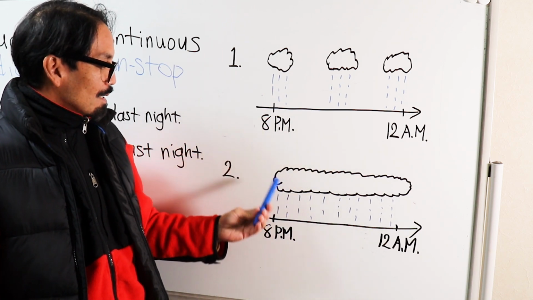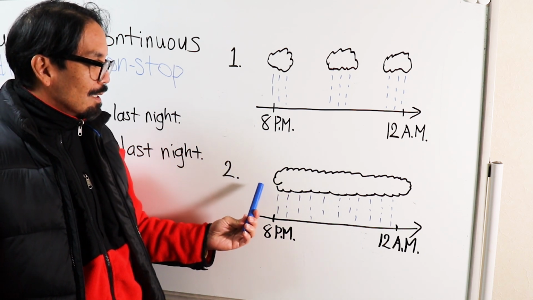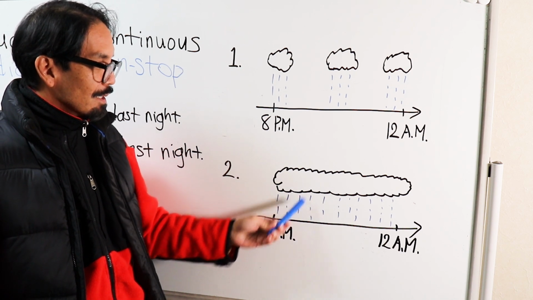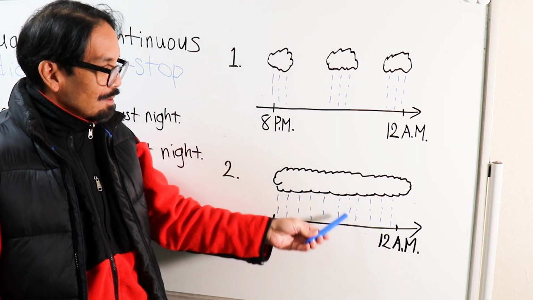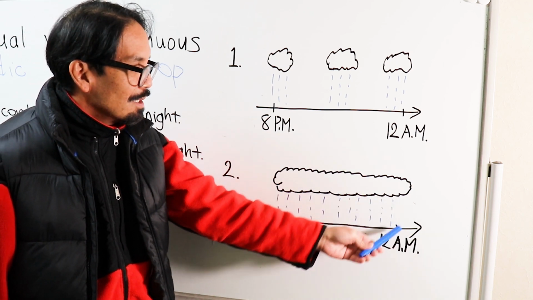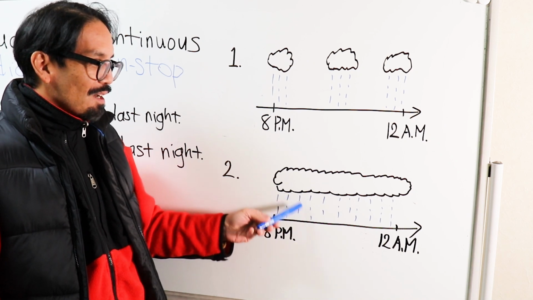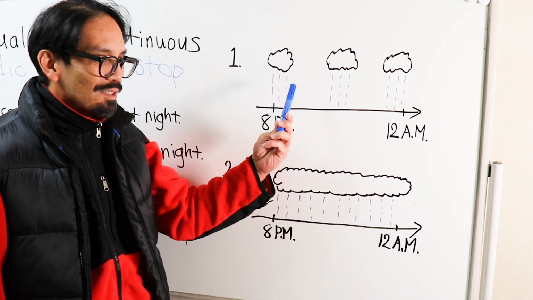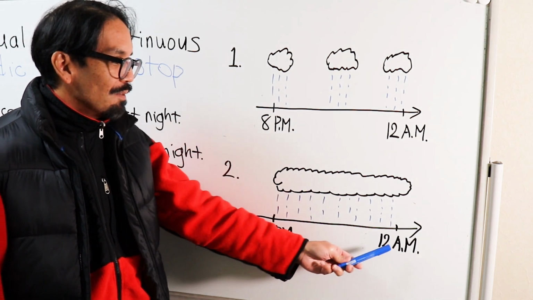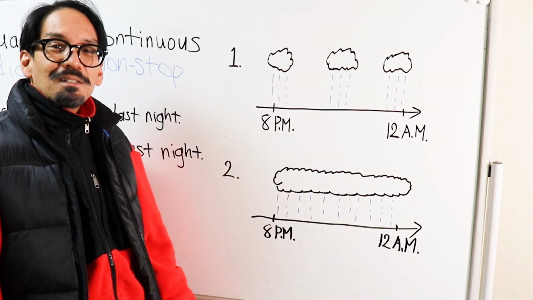Alright, so let's take a look at number two, continuous rain. So from here, you can see it's raining, still raining, and still raining until here. So continuous rain is non-stop rain, not like this rain up here. So from 8 p.m. to 12 a.m. is just non-stop rain, as you can see.